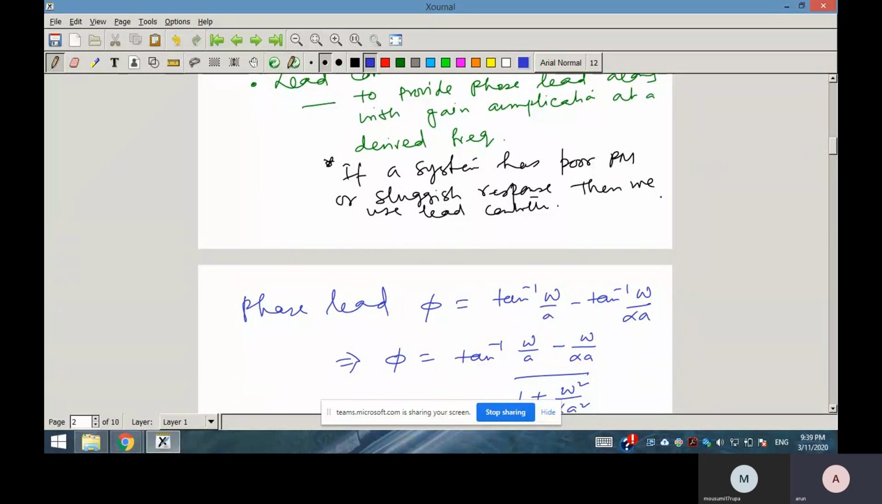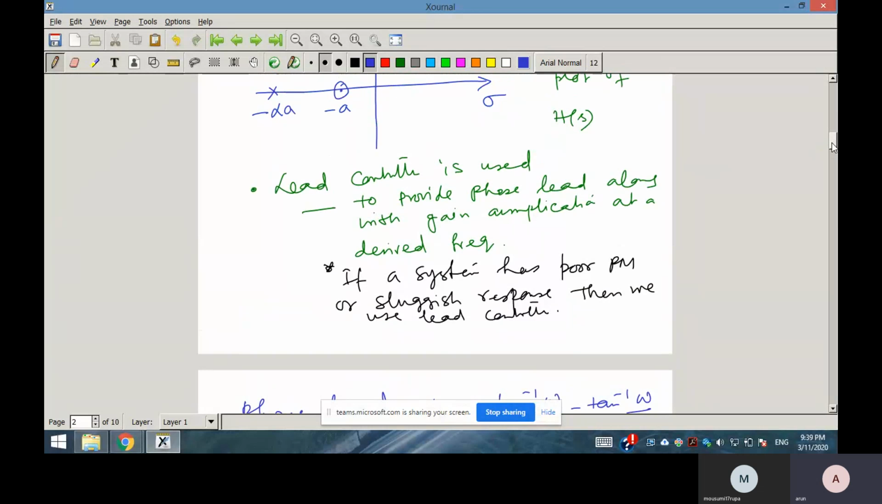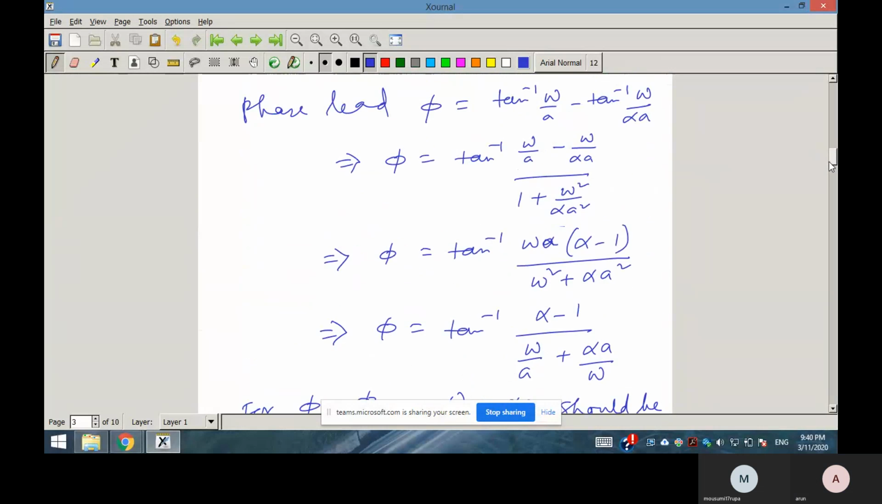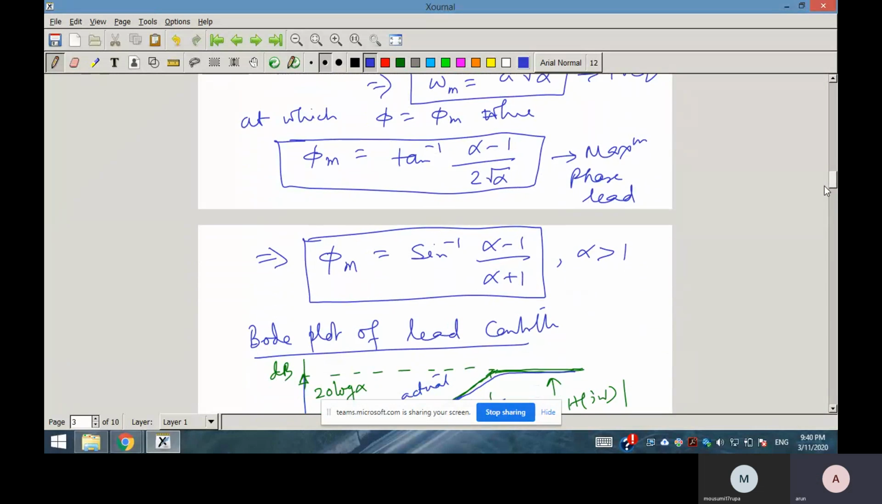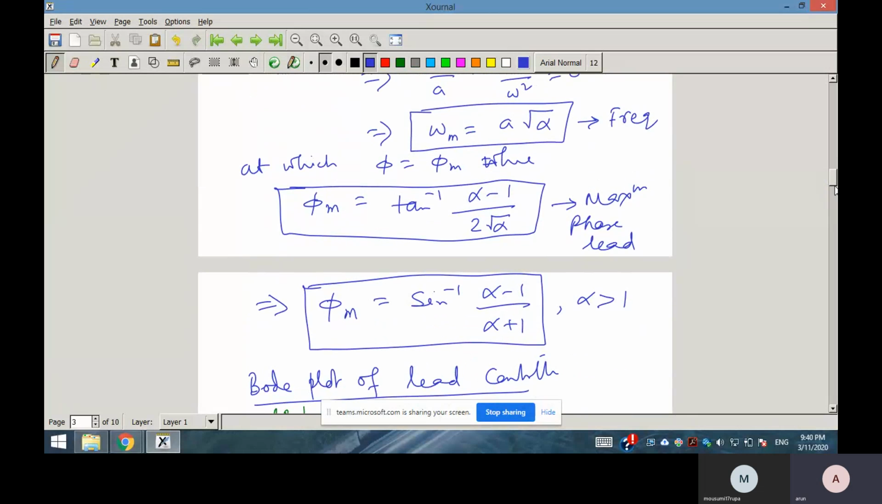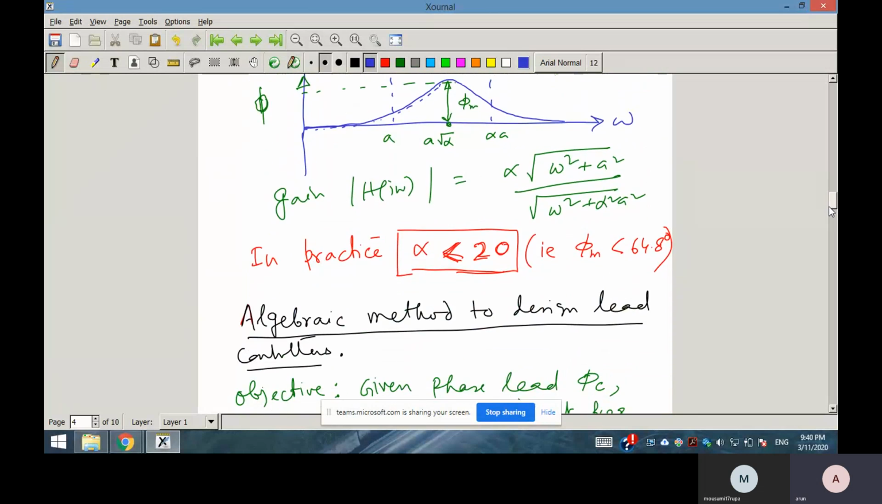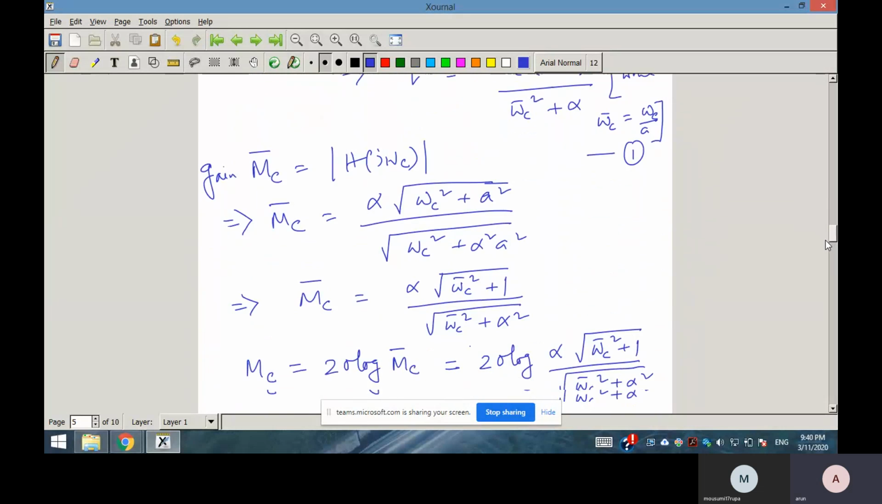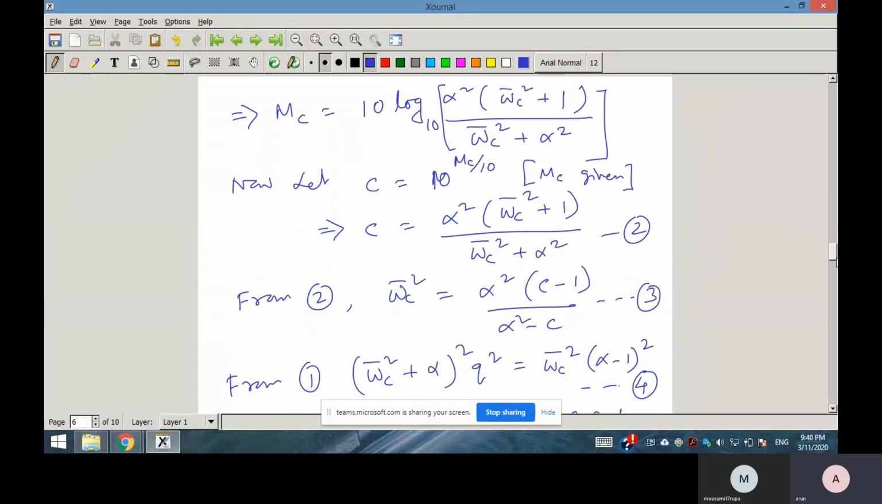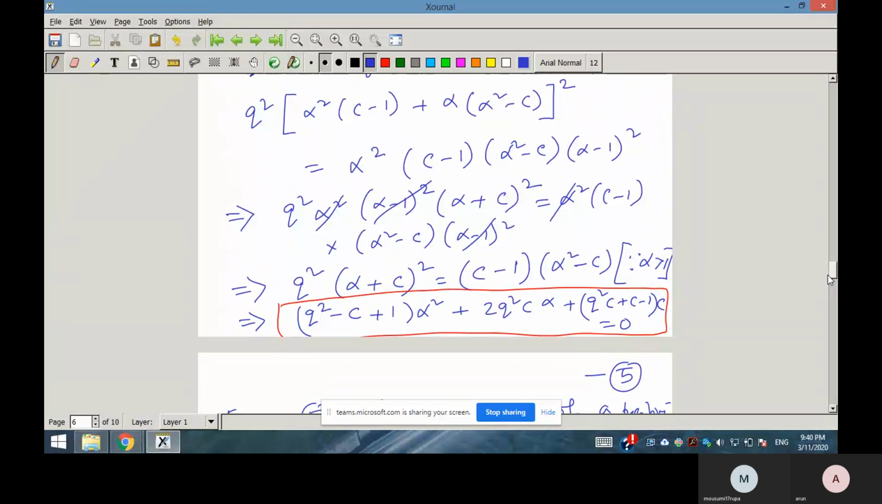For phase margin and transient response, we use a lead controller, that's fine. It provides phase lead along with gain amplification at a desired frequency. So this is omega, the frequency at which the phase lead is maximum here. This alpha is less than 20. The algebraic method to design lead controllers is a very important method. In Nagrath's book, this is there. So this equation is very important.